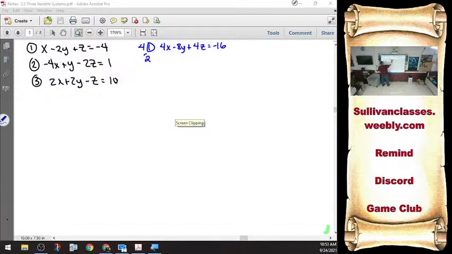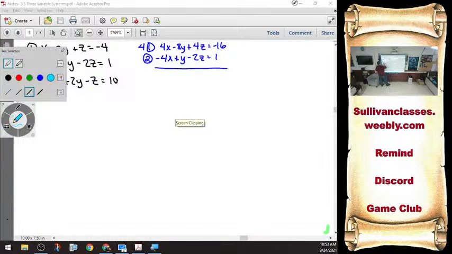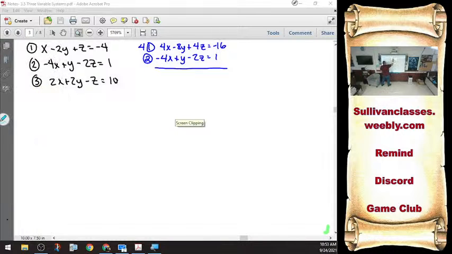I'll use equation 2. Negative 4x plus y minus 2z is 1. And when I combine those, x's go bye-bye, negative 7y plus 2z is negative 15. Cool, do it again. Do it a different way.